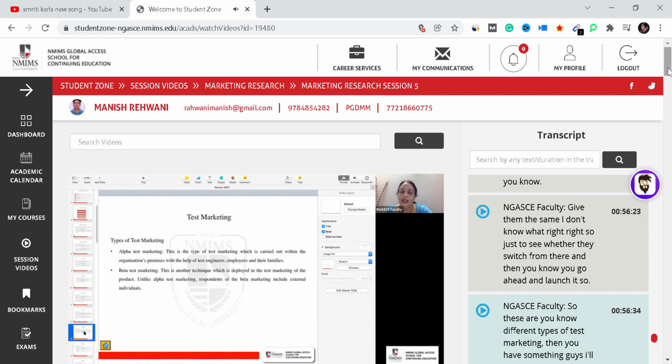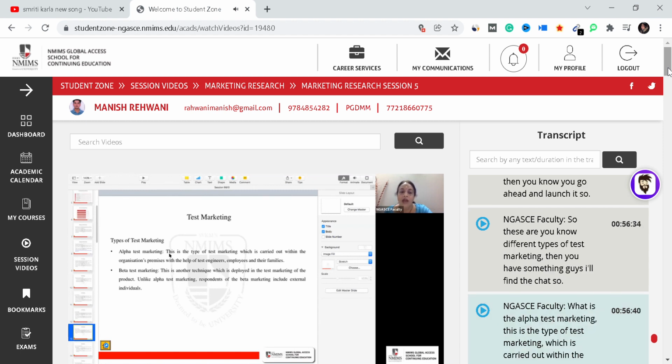So these are different types of test marketing. Then you have something called alpha and beta test marketing. What is alpha test marketing? This is the type of test marketing which is carried out within the organization premises with the help of test engineers, employees, and their families. So they test that product within their company.